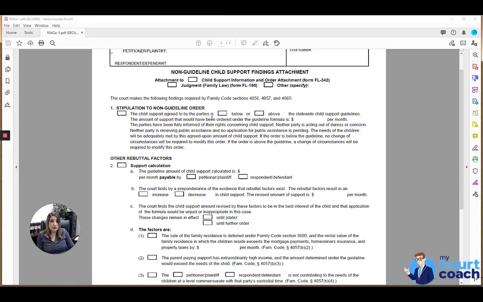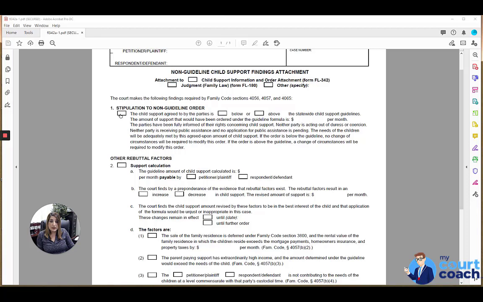When would you use this form? If you and the other party are able to agree on your own to a non-guideline formula, then you need to fill in this form. Guideline is the statewide formula that the state is bound by. However, there are times when the court will accept an agreement that is non-guideline.